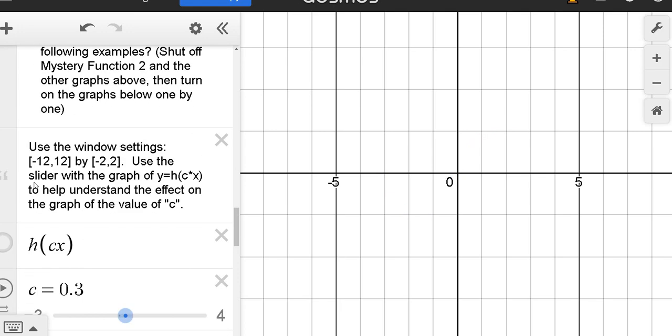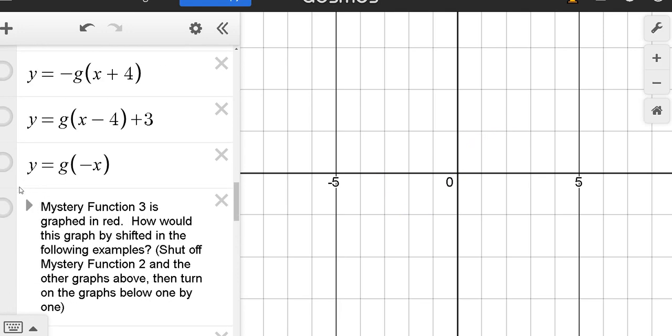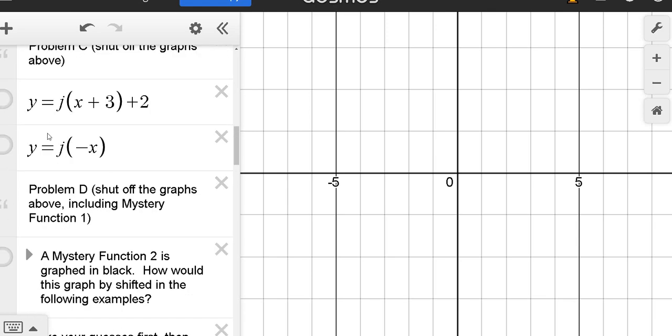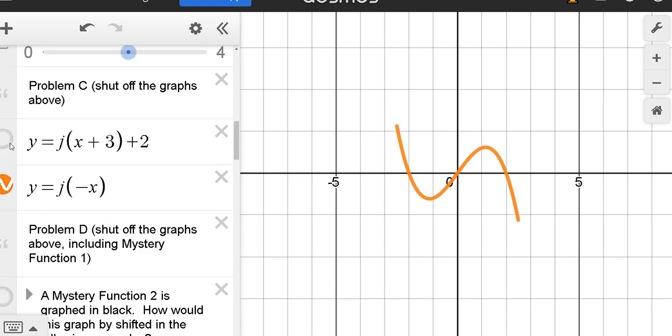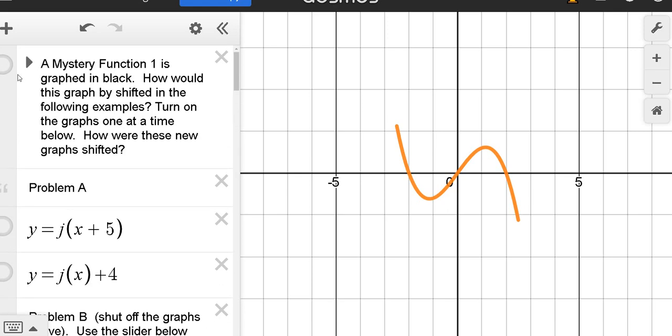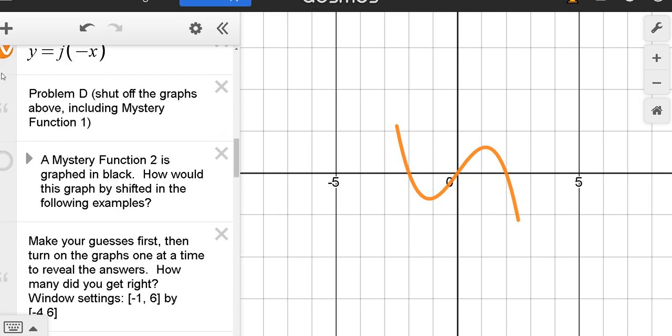Quick question: you said when C is less than 0, what does it do again? If C is less than 0, once it turns negative, it reflects it around the y-axis again. That's just going back to these examples. This one has been reflected around the y-axis compared to the original one. So when it's negative, it reflects there. And then the same kinds of things happen.